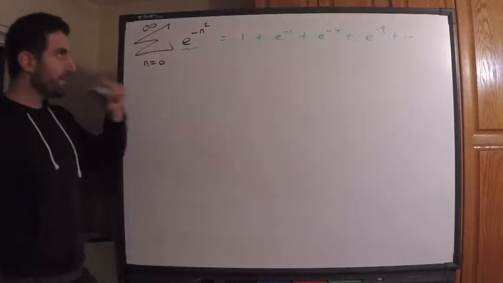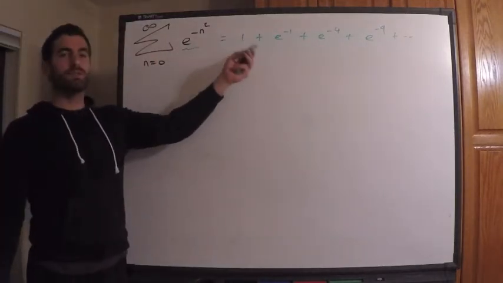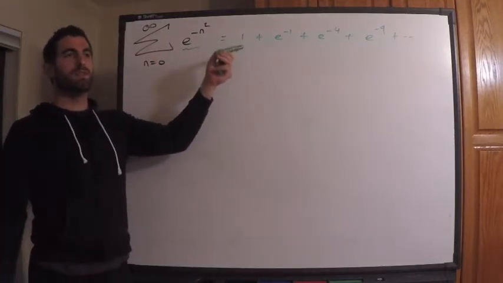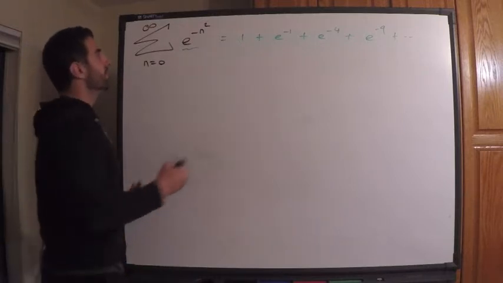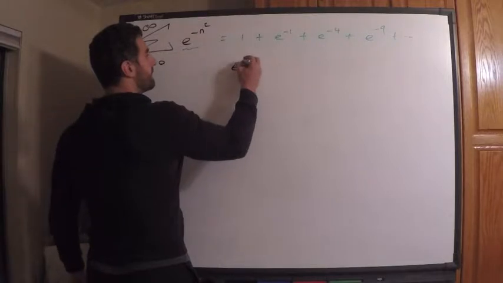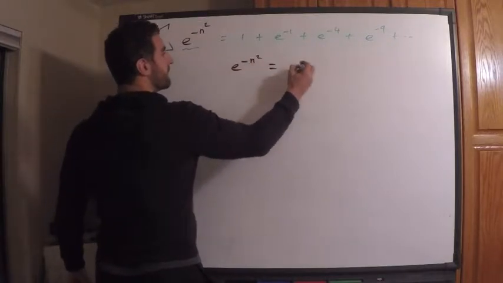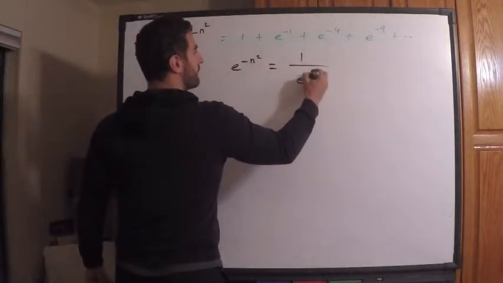One thing you may want to think about is, do you think this is going to converge or diverge? That's one of the things you may want to ask yourself. One thing you should also think about is the fact that e to the negative n squared is the same thing as 1 over e to the n squared.